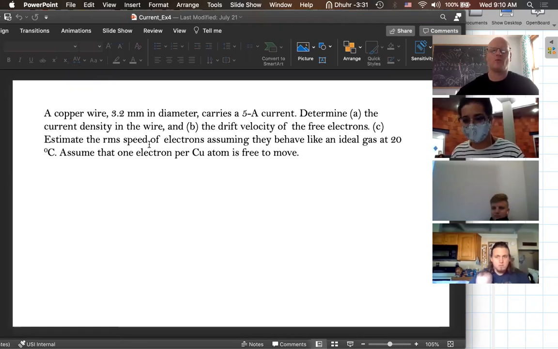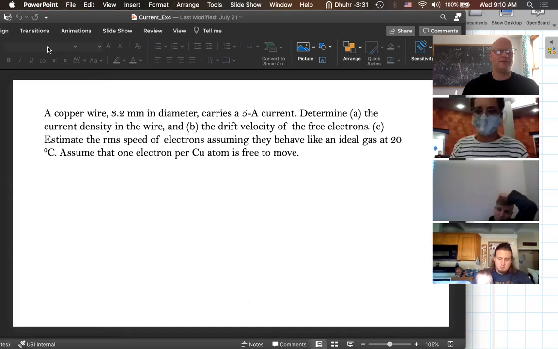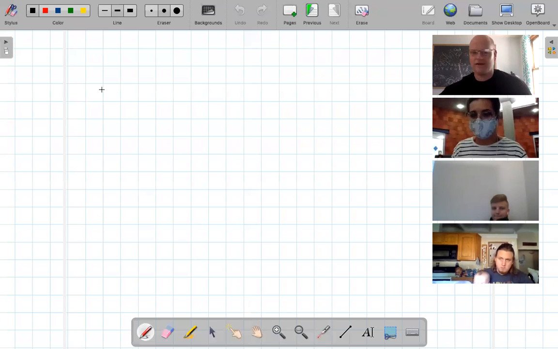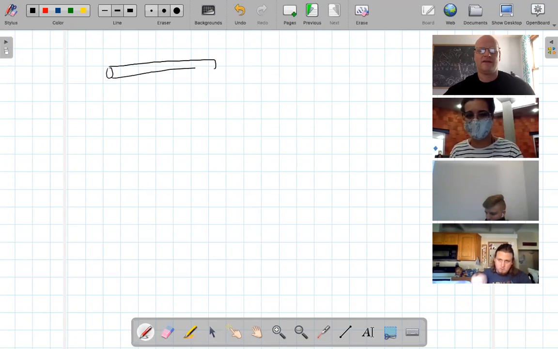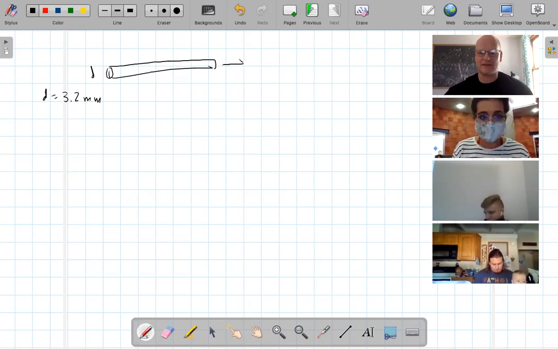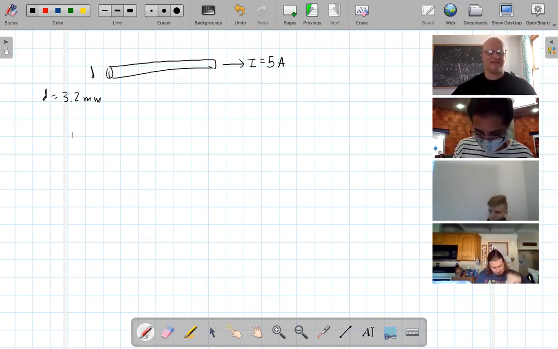And we're going to assume that there's 1 electron per copper atom that is free to move. Okay, so let's talk about this one. Here is my wire. This thing has a diameter D, where we're told that D is equal to 3.2 millimeters. And this thing is going to carry a current. So let's say our current is moving in this direction, where that current is 5 amps.